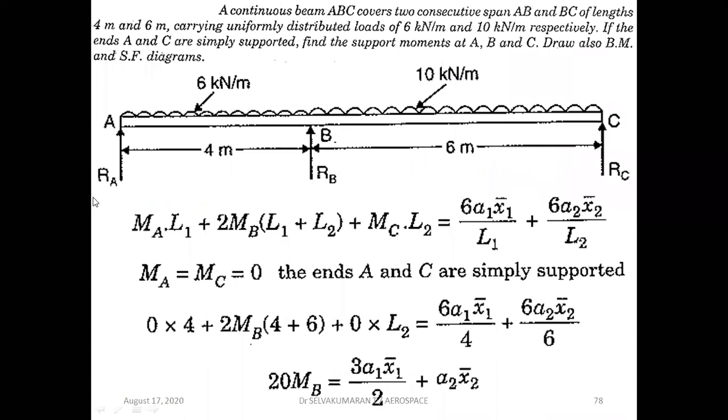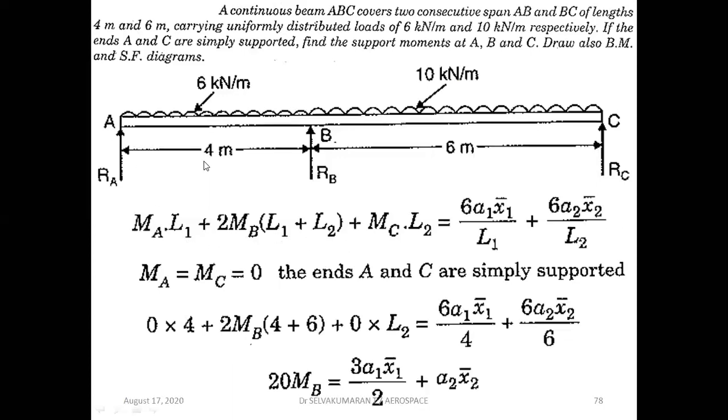So let us solve this problem. A continuous beam ABC with two consecutive spans AB and BC of length 4 meter and 6 meter, subjected to a UDL of 6 kilonewton per meter on span AB and 10 kilonewton per meter on span BC of length 6 meter. And RA, RB, RC are the unknown support reactions, and this is the equation.